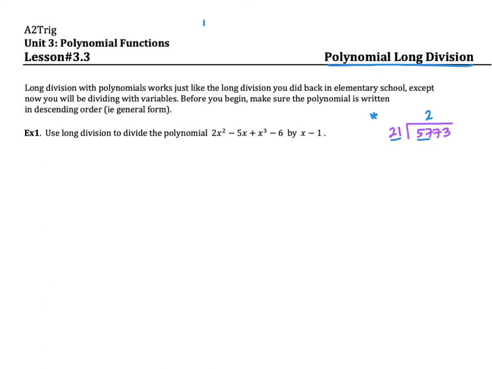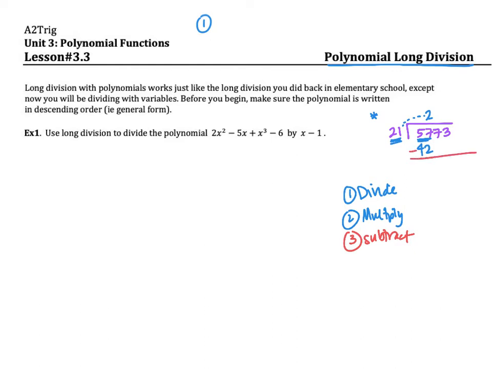Step number 1, we'll put it below. I'm afraid I'm going to run out of room. We divided, right? We divided 57 by 21, and we got 2. And then what's the next step? We're going to multiply. So we multiply 2 times 21. That gives us 42. And then what is my step number 3? I'm going to subtract. So I subtract 57 minus 42, and that leaves me with 15.